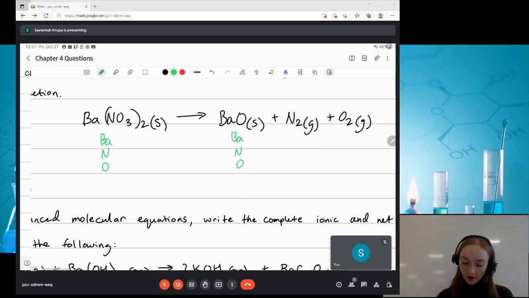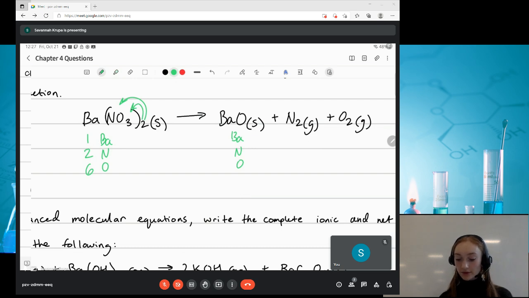Okay, so on the left side of the equation, we have 1 barium, and we have 2 because we distribute the 2 to the nitrate. So what we want to do is multiply each of whatever is inside of the parentheses. So it's 2 times the nitrogen, and then 2 times 3 of the oxygen. So 3 times 2 is 6. So we have 6 oxygen on the left.